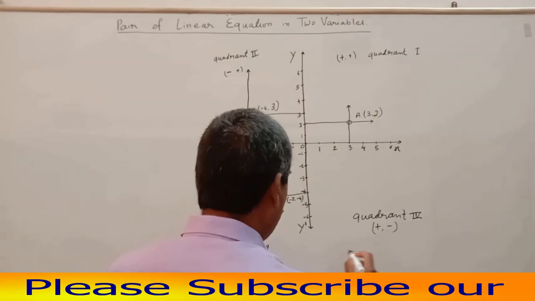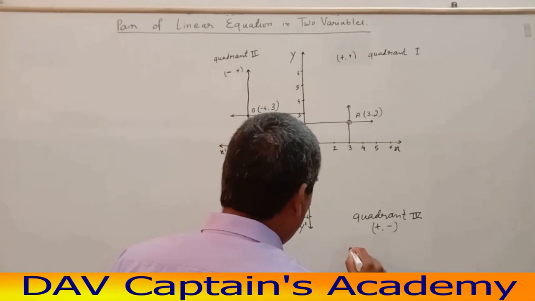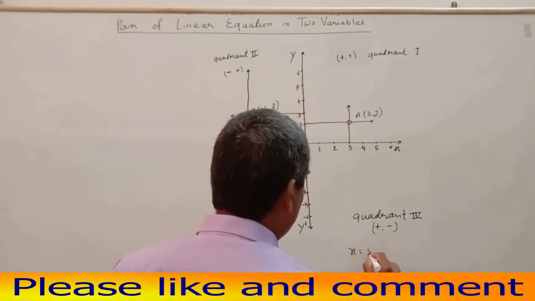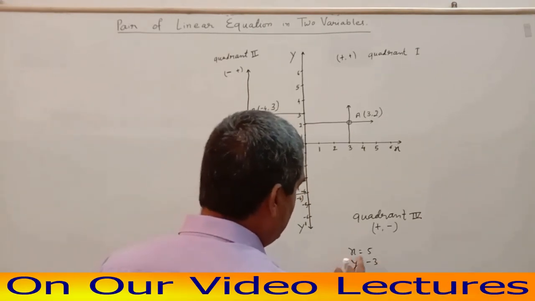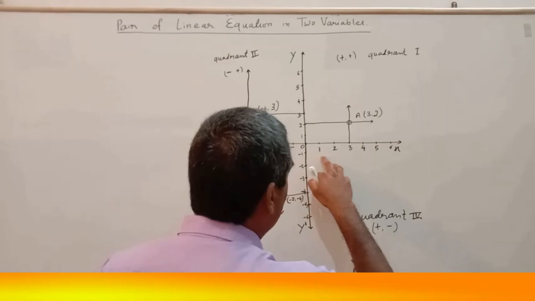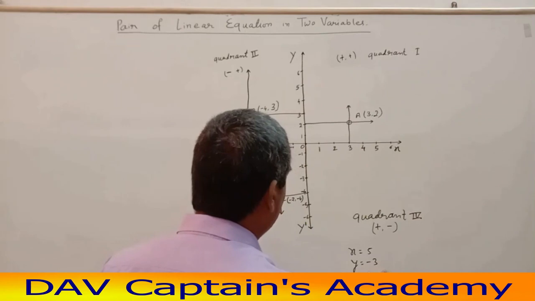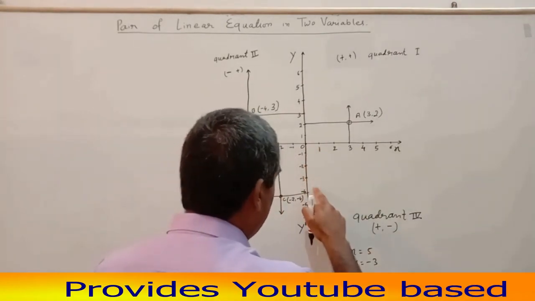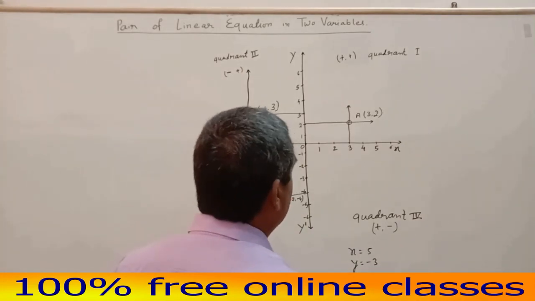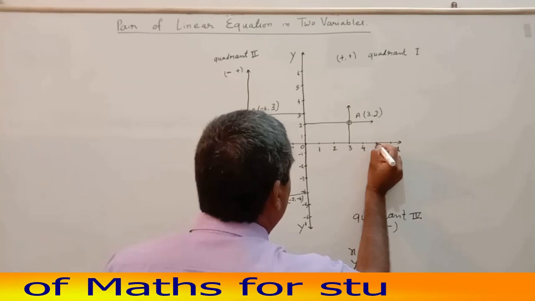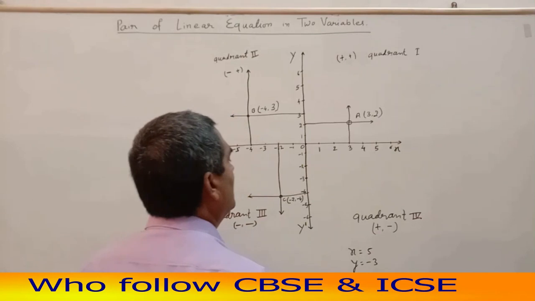It means that if we have x equal to 5 and y equal to minus 3, so if x is plus 5, we have to move 5 steps on the x-axis, and y is equal to minus 3, so we have to move 3 steps on the y-axis in the downward direction from the origin. So we take this 5, and y is equal to minus 3. This one is minus 3.